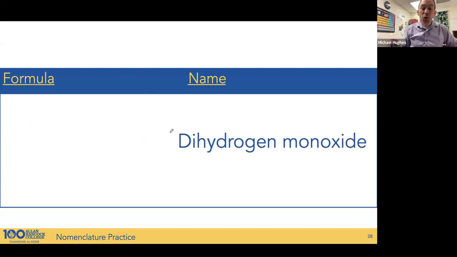Dinitrogen monoxide. So the mere presence of prefixes should remind us there's no metals here because we only are going to be using the prefixes when the answer to the question, is there a metal, is no. So here we use prefixes, di meaning two, mono meaning one. So di, two hydrogens, H2, mono, one oxygen, dihydrogen monoxide, H2O, aka water. That's my little joke.